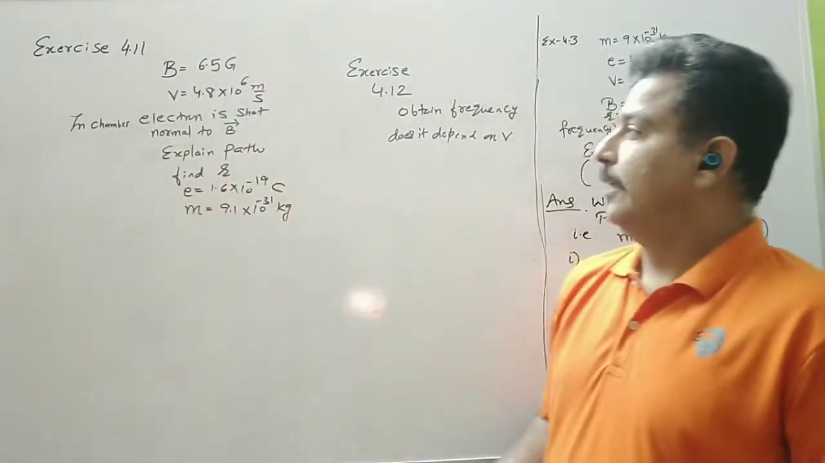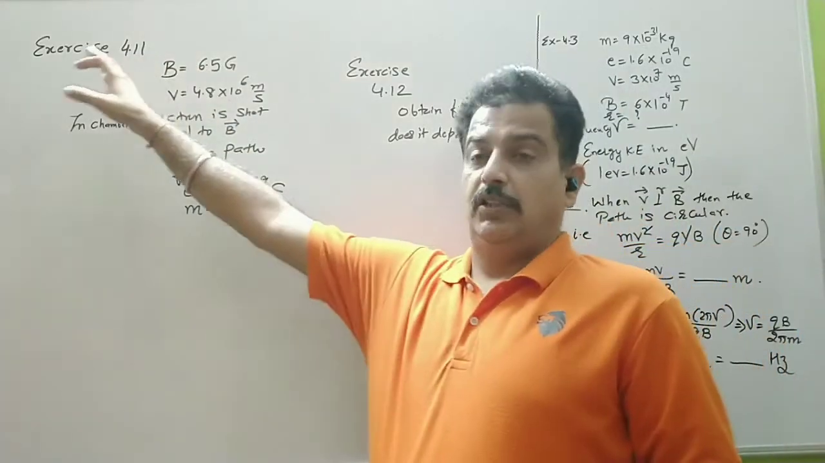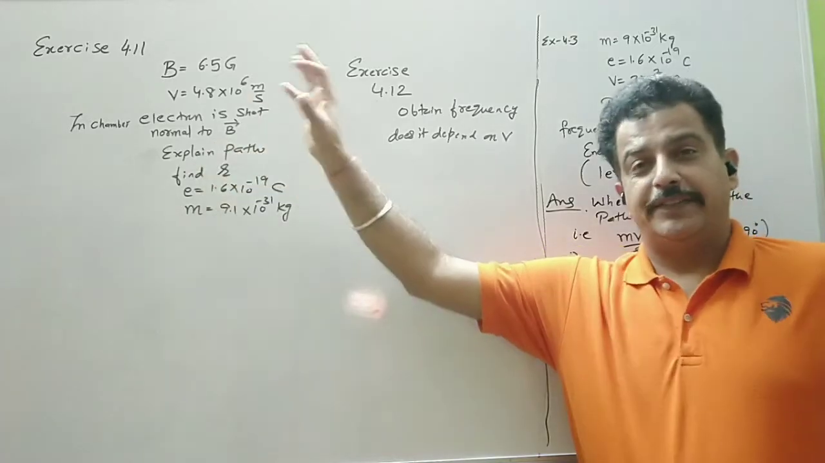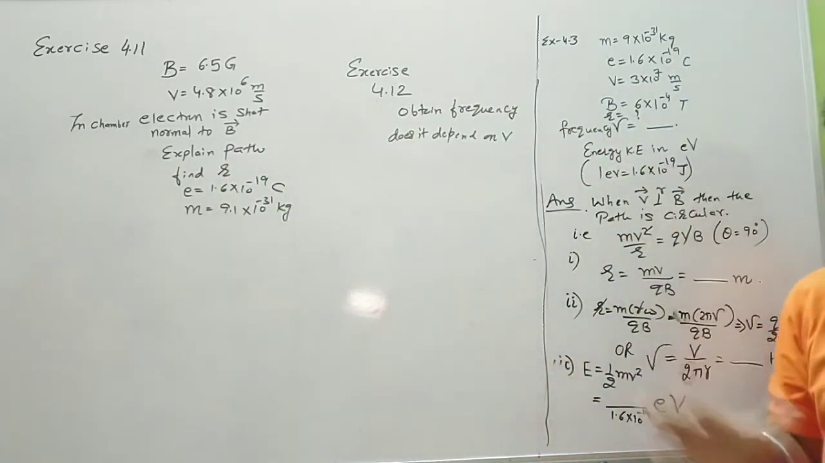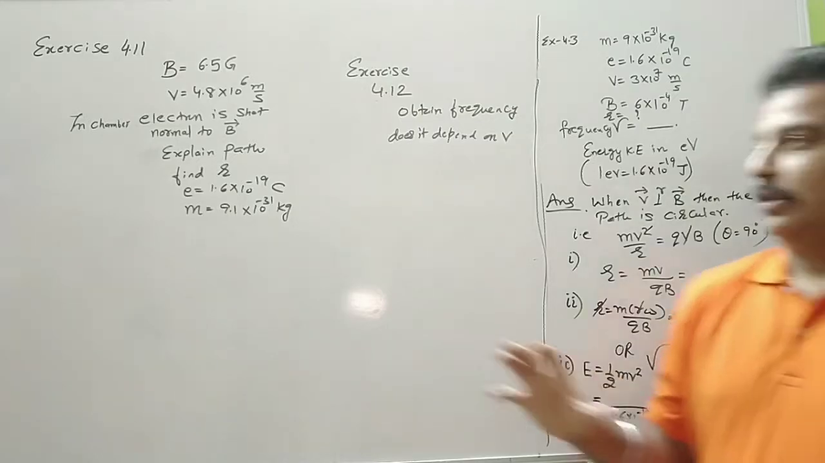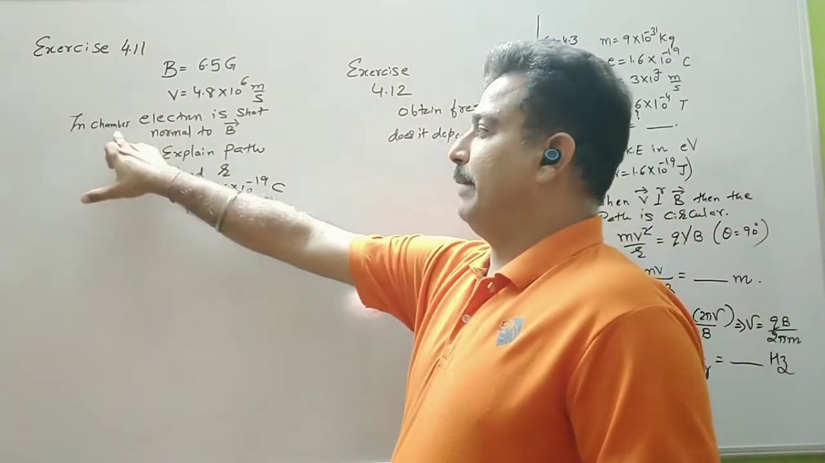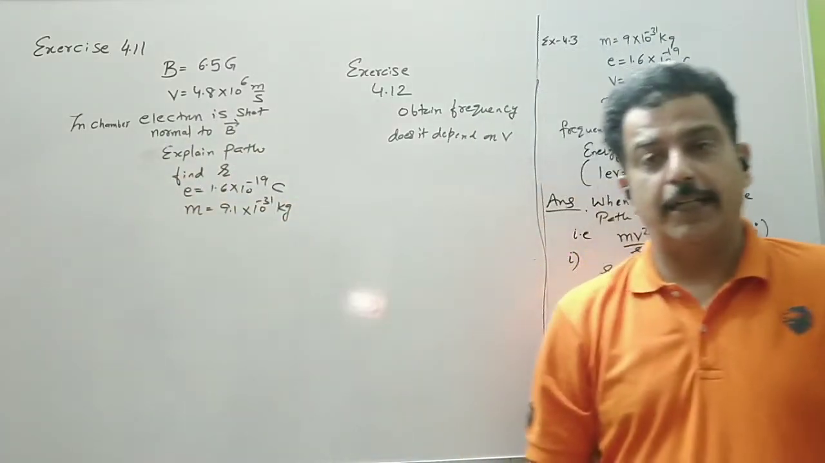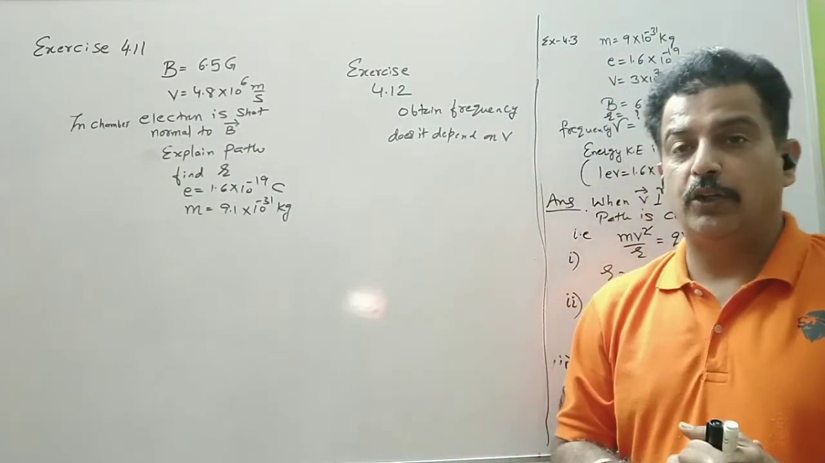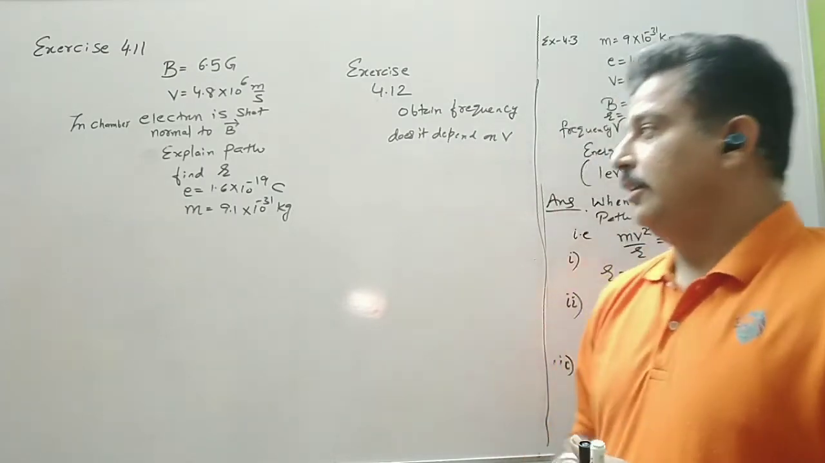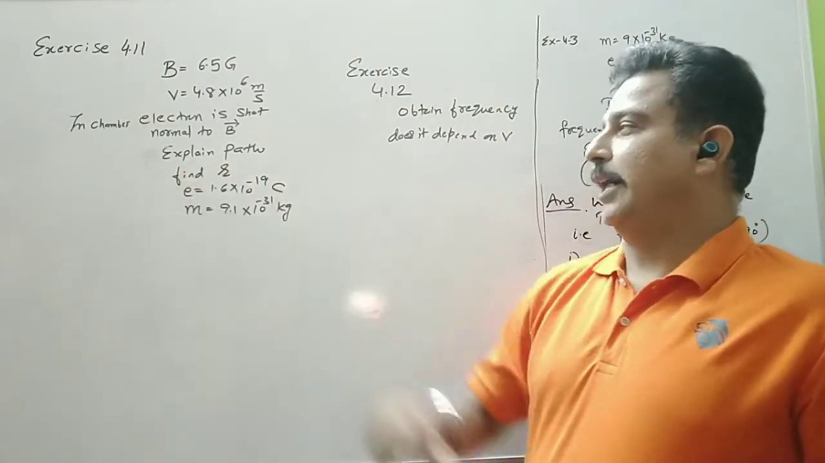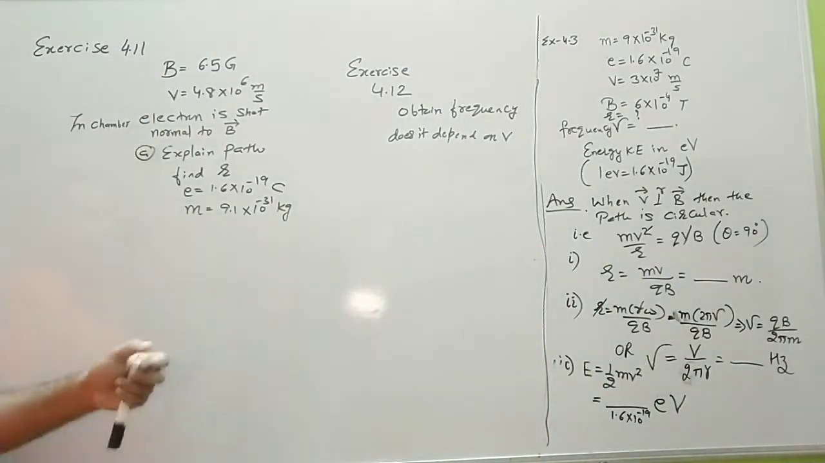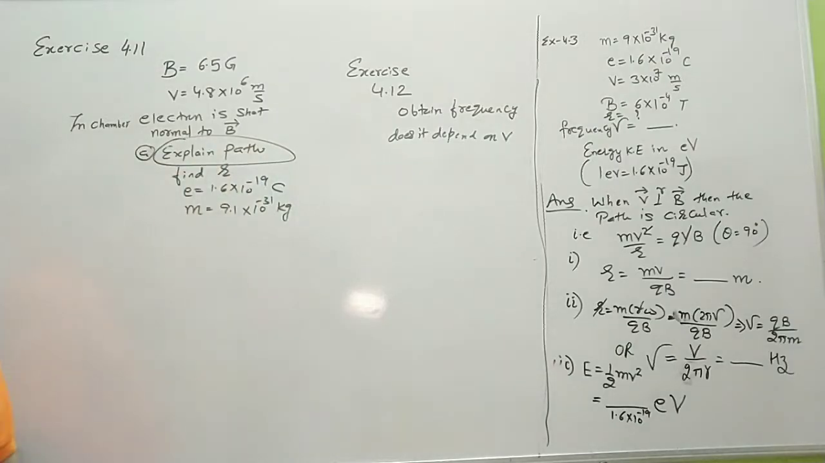Now let us see question number 11 and 12 of the exercise, which is similar to this example 3. It is given that in a chamber an electron is shot normal to B. So again the electron is entering perpendicular to the magnetic field. In the first part, you have to explain what will be the path followed. That we have already covered in the theory.